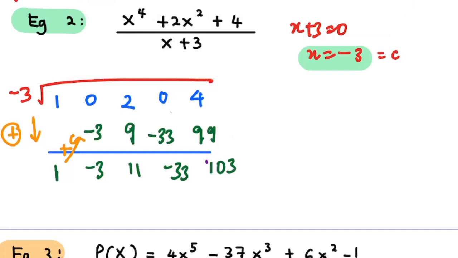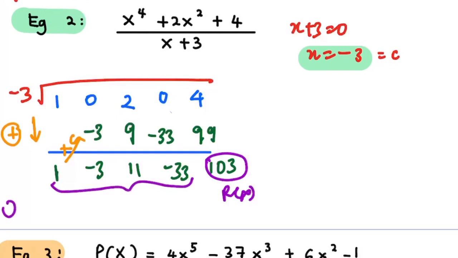So now let's conclude your answer. This is your remainder. And this is the coefficient of the quotient. So let's write the quotient here. The lowest one is the constant. So constant, power of 1, power of 2, power of 3. So let's start here: 1x to the power of 3 minus 3x squared plus 11x minus 33.